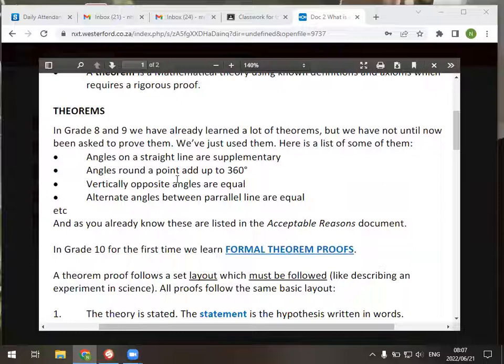Okay, there we go. The difference between proving a theorem and using it. All right, we have used all of these theorems, these 4 and Pythagoras and lots of others, without ever having to think about, okay, now I must actually prove that this is true.